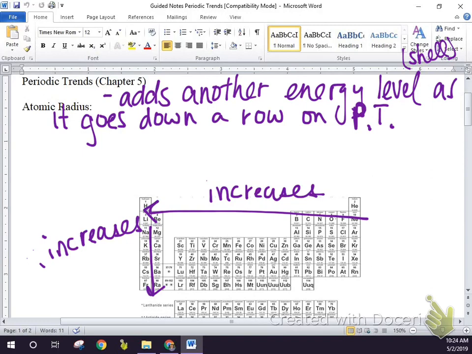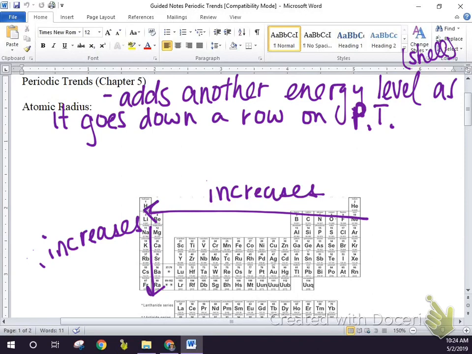The smallest is helium. Biggest atomic radius would be francium. Francium has 7 shells and it's got 1 electron in its outermost shell. You think it really wants to hold on to that outermost electron? No. It does not care. It wants to get rid of it. So it's not pulling that electron all that tightly.